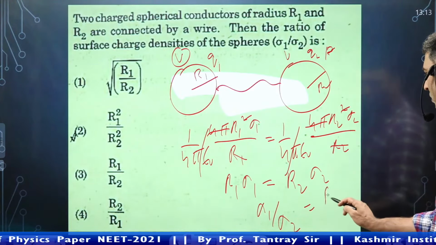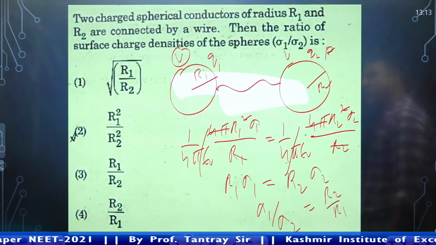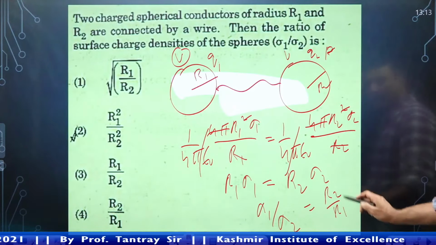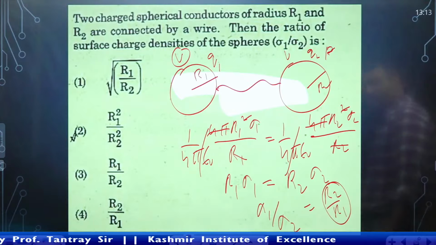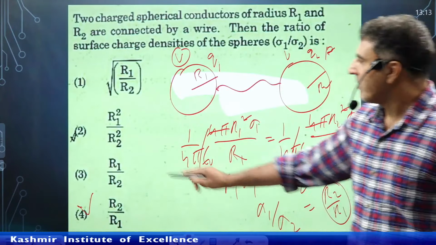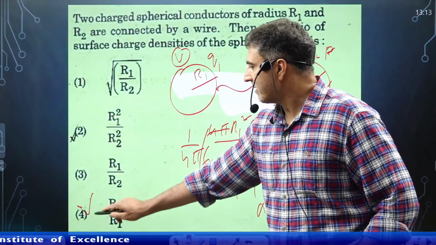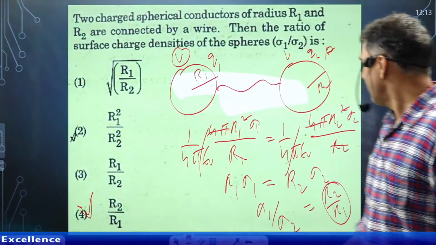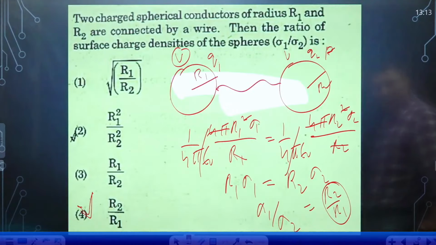That is R2 by R1. That should be the answer. R2 by R1 should be the answer. That is this answer. It has been wrongly done by the student. He has put it here, but the actual answer is this. Okay. Now let me go to another question.